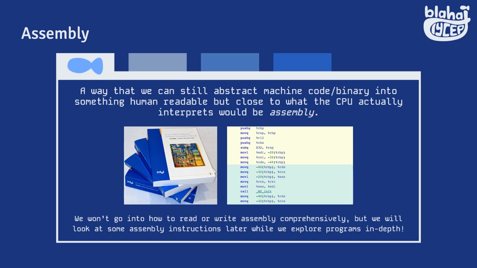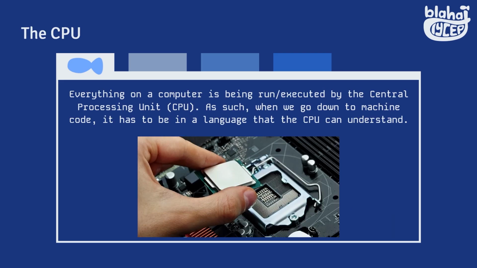Assembly is when we go way down. It's a way that we're abstracting machine code or binary into something that's readable, but still close to what the CPU is actually doing. So we'll see that later. And again, everything that's being run and executed by the CPU has to be in a language that it understands. So for most of us, that language is x86-64.